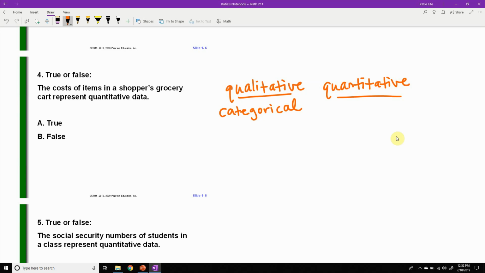Find an average, find the standard deviation, find the variance. That's quantitative data. So costs of items, price, is quantitative data, right? I can find an average price if I have essentially the same item but from two different brands, like the knockoff brand versus the brand name. I can add those two prices together and divide them in half and see what the average cost is for virtually the same item. So in this case, yes, price represents quantitative data. That is true.